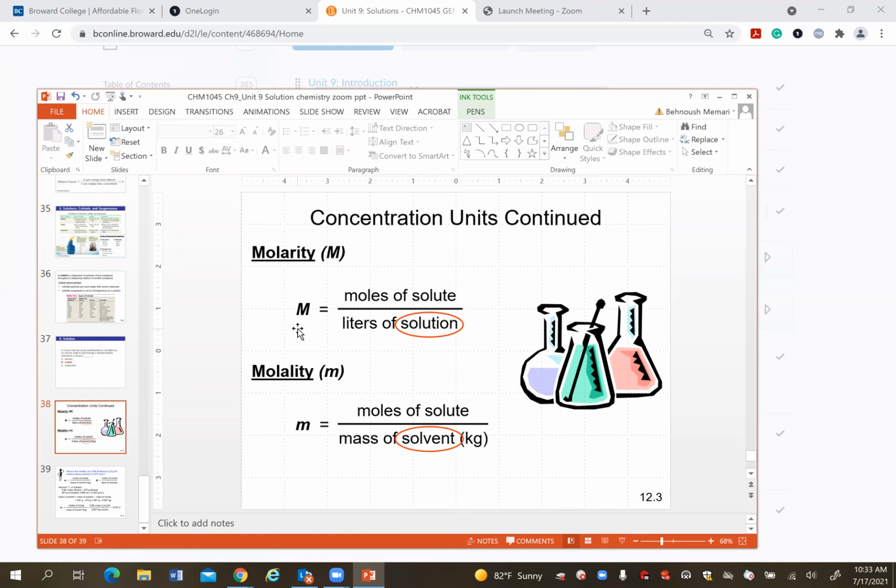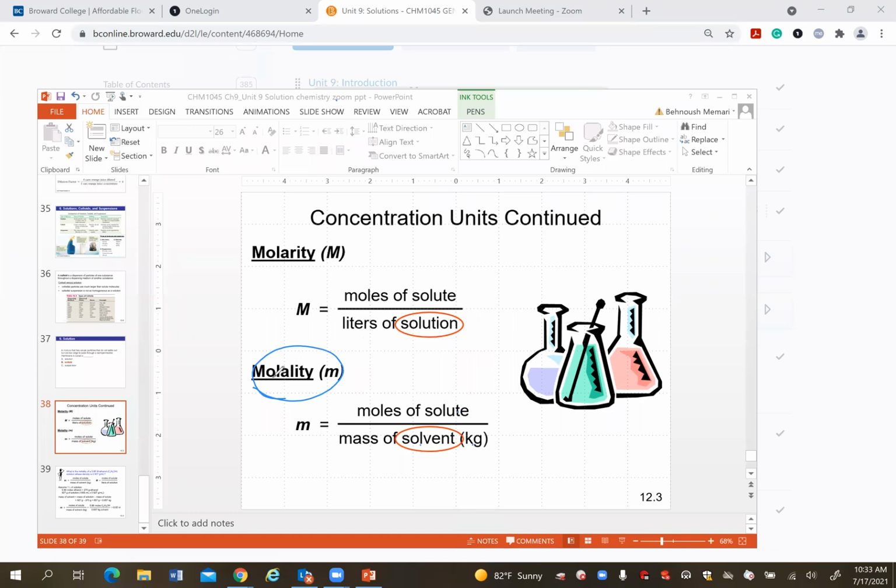Molality is the number of moles of solute in a kilogram of solvent. Remember, I said when you are making a molar solution, you first make the solution, then add water until it reaches the volume that you wanted. That means the volume of the solute is included in the volume of the solution.